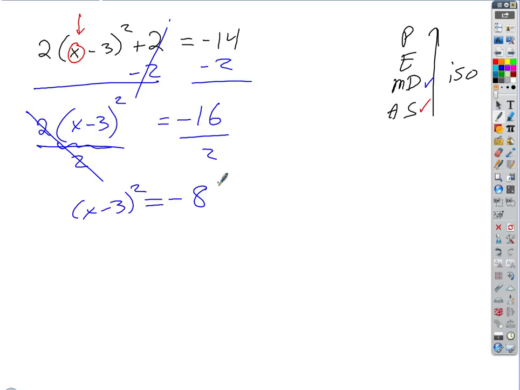Yeah, negative 8, good. Okay, so we've made it through the second layer. What's next? Exponents, yeah. So we got a square root now, right? I'm going to square root both sides to undo that square.